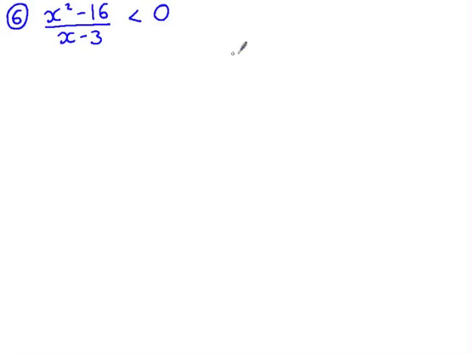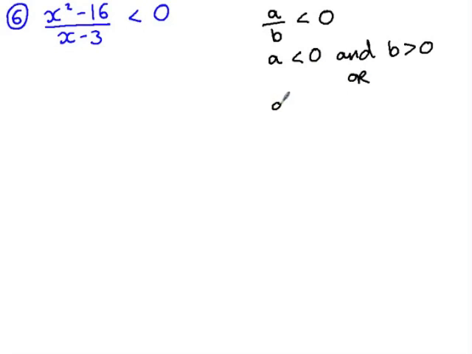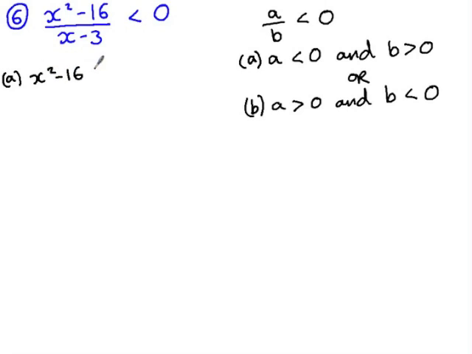Example number 6 is another quotient, and this time the quotient is negative. If a over b is negative, that means that either a is negative and b is positive, or a is positive and b is negative. Firstly, if x squared take 16 is negative and x take 3 is positive.